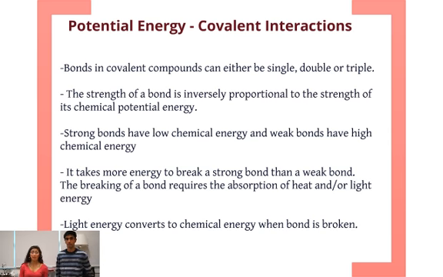Covalent bonds can either be single, double, or triple. The strength of the bond is inversely proportional to the amount of its potential energy. So if you have a triple bond, the potential energy is going to be very small. But if you have a single bond, the potential energy is a lot greater. Strong bonds have a lower chemical energy, and weak bonds have a higher chemical energy. This is because when a stronger bond is formed, or more bonds are formed between two atoms, energy is released, and every time energy is released, potential energy decreases, meaning that the stronger the bond, the less potential energy an atom or bonded atoms possess.